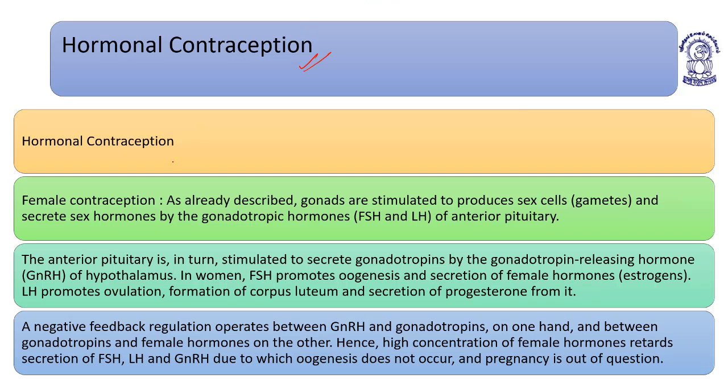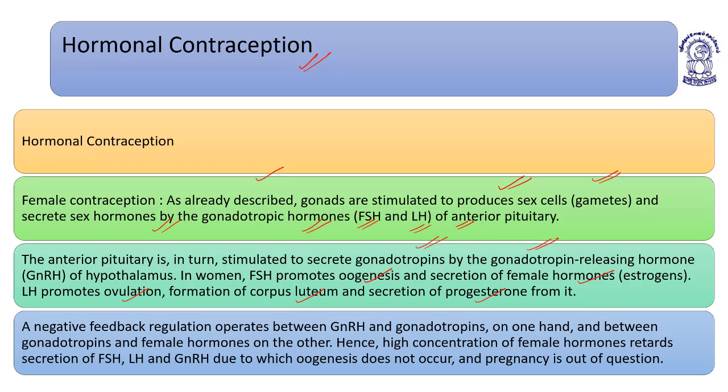Hormonal contraception. Female contraception, as already described: gonads are stimulated to produce sex cells, that is, gametes, and to secrete sex hormones by gonadotropic hormones FSH and LH of the anterior pituitary. The anterior pituitary in turn is stimulated to secrete gonadotropins by gonadotropin releasing hormone from the hypothalamus. In women, FSH promotes oogenesis and secretion of the female hormones estrogens. LH promotes ovulation, formation of the corpus luteum, and secretion of progesterone from it.